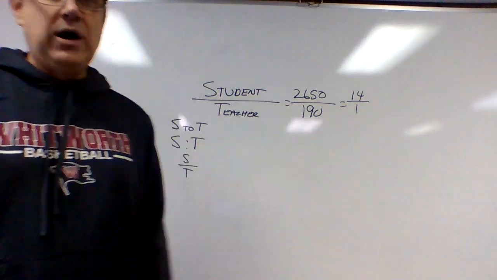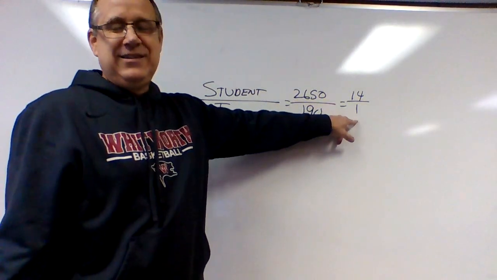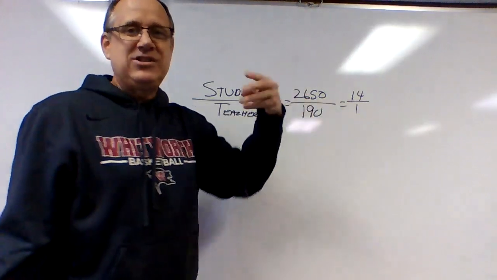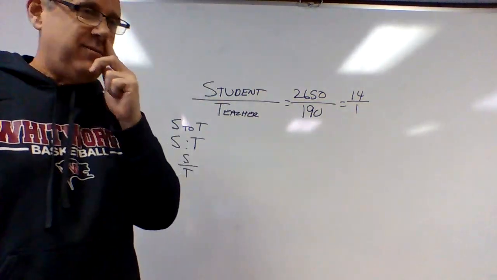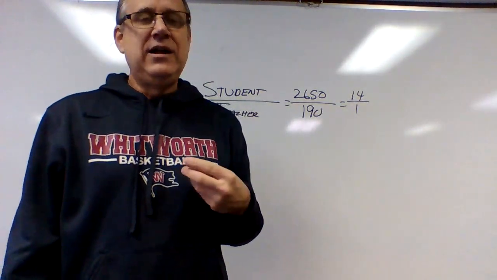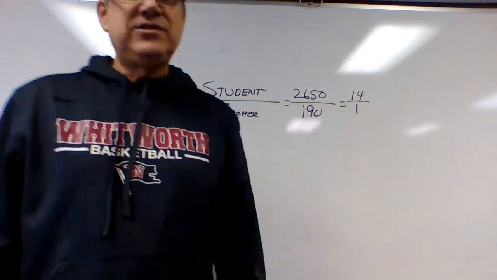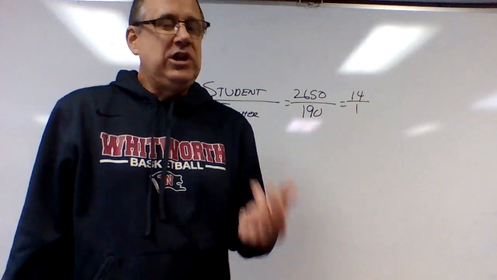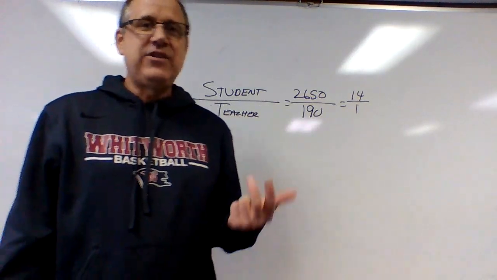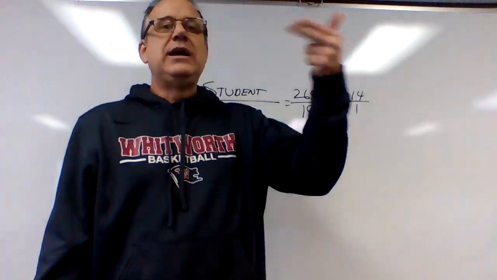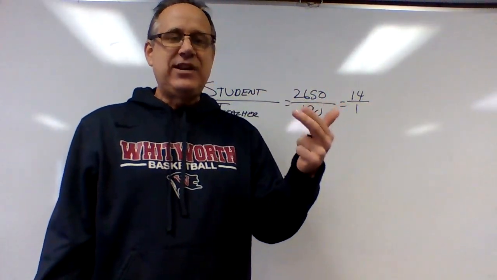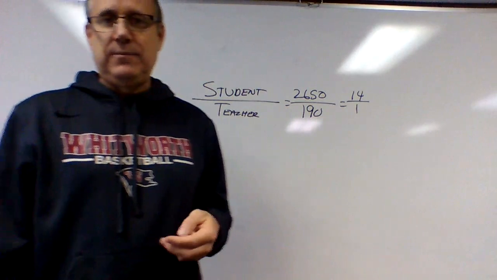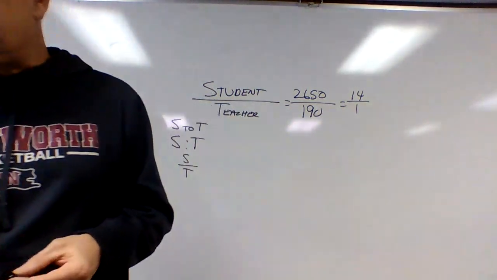14 to 1 is a unit rate, which means it's to 1. Think about if we travel 700 miles in 10 hours. You wouldn't write that ratio as 700 to 10. You would get it down to a unit rate: 700 divided by 10 is 70 miles per hour. That's a unit rate.